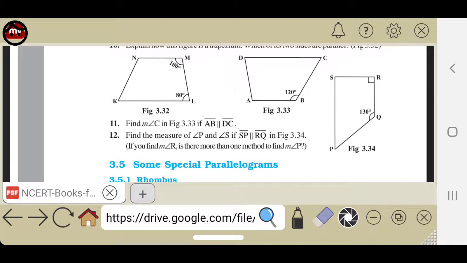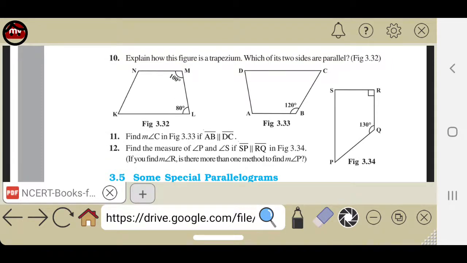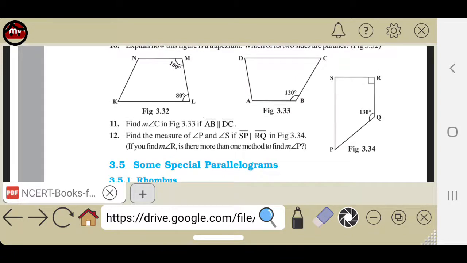Then next, SP parallel to RQ. Find the measure of angle P and angle S. SP parallel to RQ means the same method. Here PQ is a transversal of SP and RQ, two parallel lines. So PQ is a transversal. If angle Q is 130, angle P will be 50.